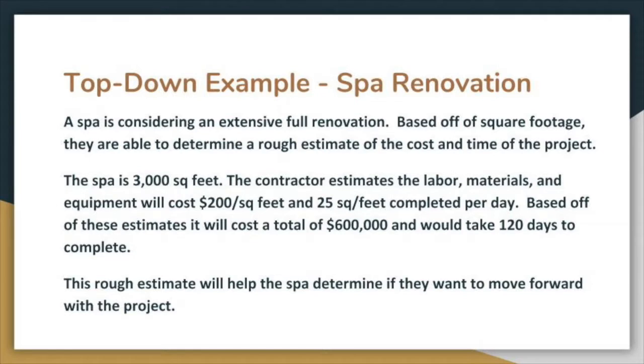One example of a top-down estimation would be for a spa renovation. Let's say they are looking to do a full renovation of the space with multiple steps and different contractors being involved. The primary contractor could give them an estimate based off of the square footage, and they would tell you the cost and the time needed based on the square footage. So you could get a rough cut estimate of a 3,000 square foot spa. It would cost $600,000 and would take 120 days to complete.